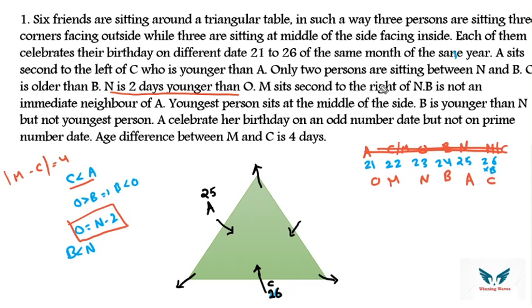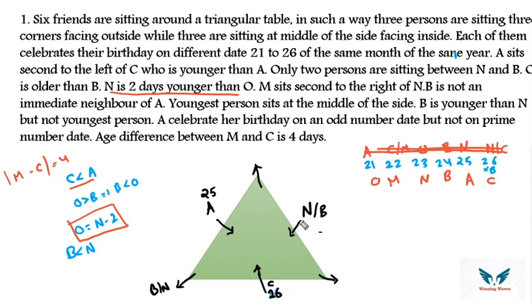Right? Only two persons are sitting between N and B. So N, two persons, B, no chance. N, two persons, B, you can put. So there are two possibilities: N, two persons, B, or B, two persons, N. Then O is older than B. Then N is 2 days younger than O. Then M sits second right of N.